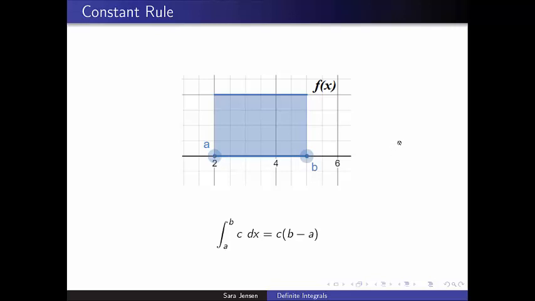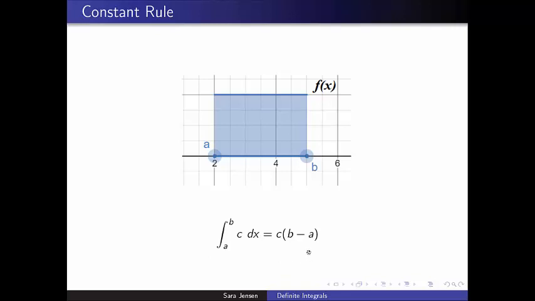Looking at this picture, it's clear to us that that area is the area of a rectangle, and the area formula for the rectangle is the width times the height. For this function, our height is given by that constant function c, and our width is given by the difference in the x values that define the interval. In other words, b minus a. So altogether, the area of the rectangle we have drawn here is the width, b minus a, multiplied by the height, which is c. And that is why we have this equation.